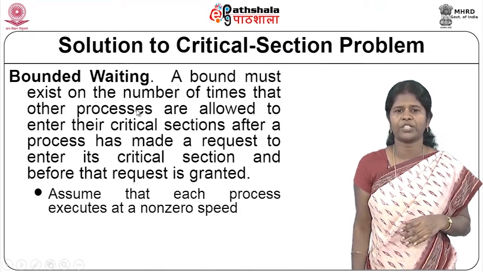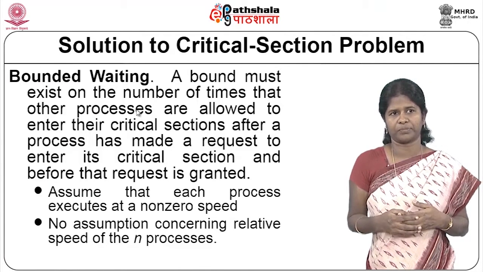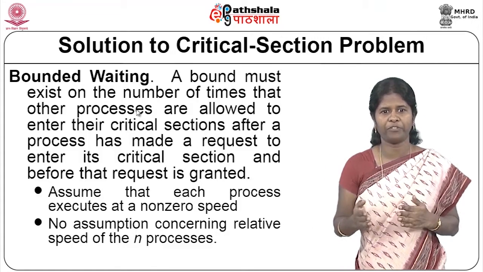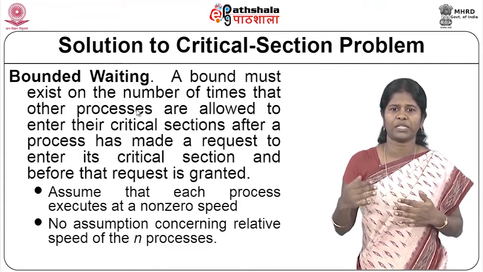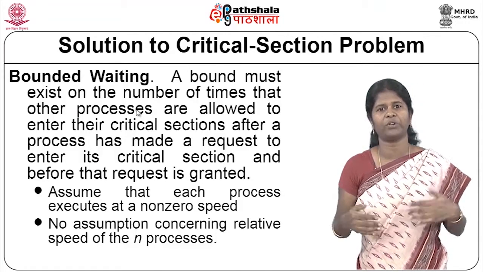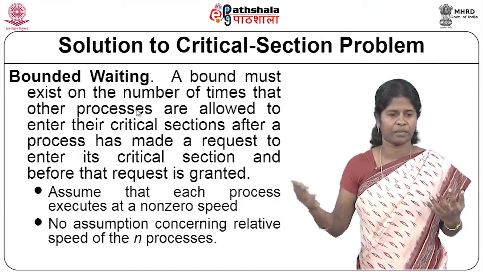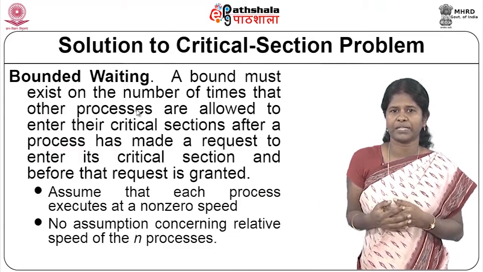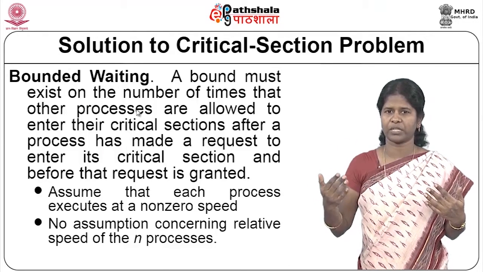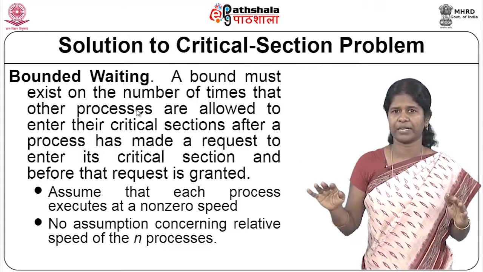And the third condition for a solution to the critical section problem is bounded waiting. A bound should exist on the number of times that other processes are allowed to enter the critical section after a process has made a request to enter its critical section and before that request is granted. What does this mean? Say you have three processes P1, P2, P3 who want to enter the critical section. P1 has requested to enter, P2 also has requested, and P3 has requested. All three are waiting.